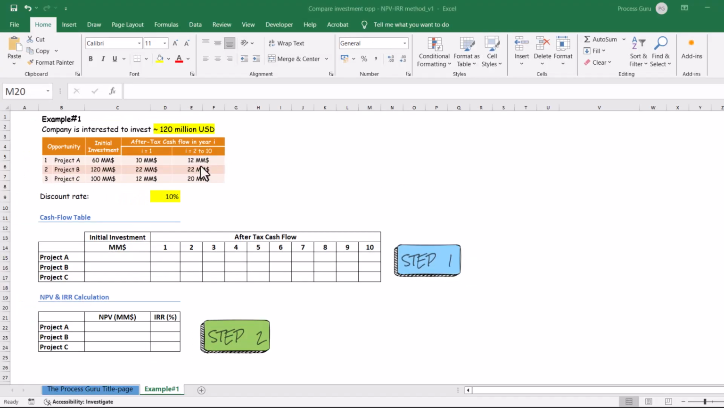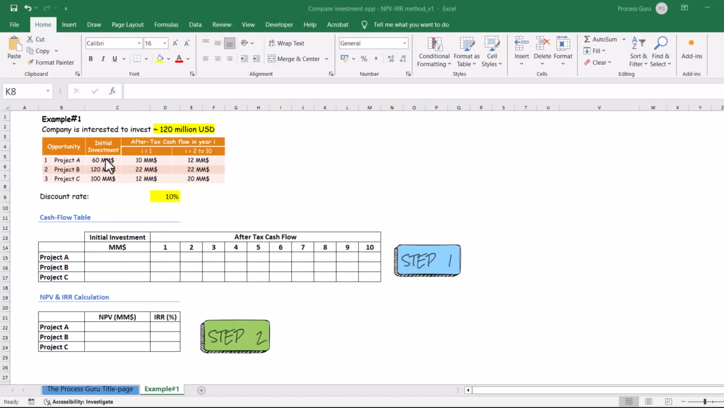So now we are in the Microsoft Excel platform. This is the problem statement. In the first step, we will expand this cash flow table, and in the second step I will show you how we can use the built-in functions of NPV and IRR for calculation. So starting with the expansion of this table.